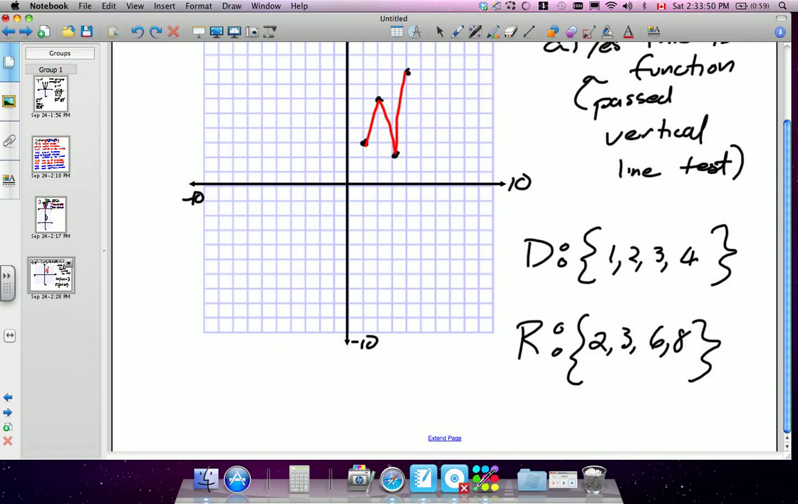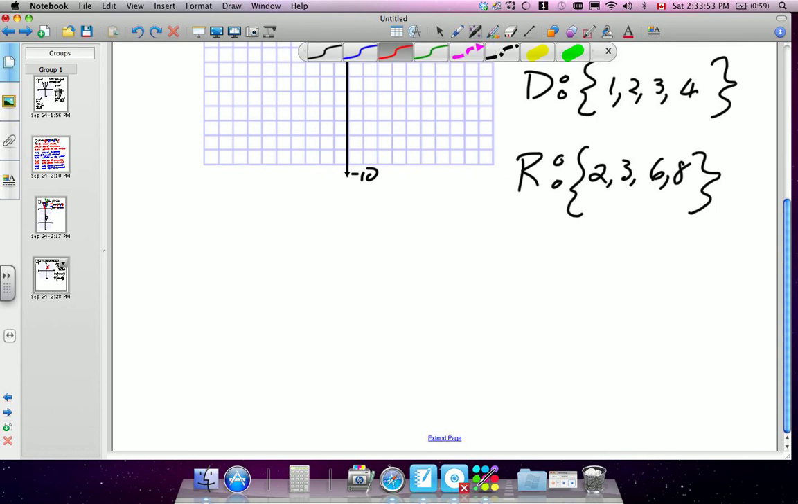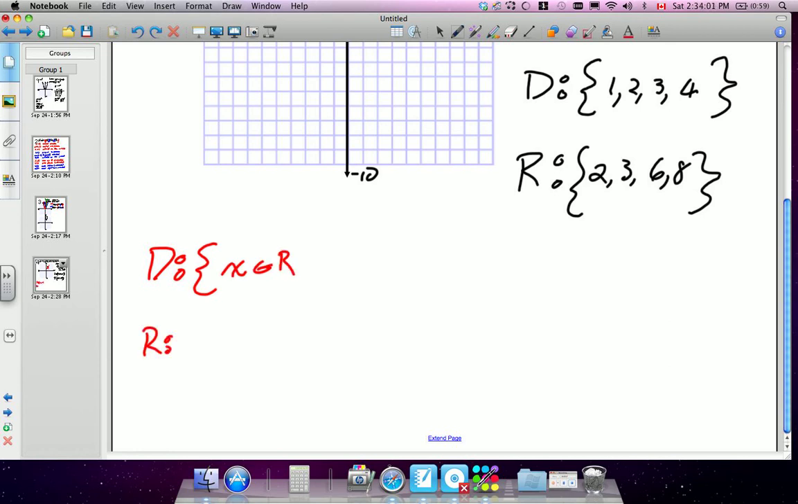We'll do it in red. Our domain is x ∈ ℝ, and our range is y ∈ ℝ. And this stands for the element of all real numbers, is what it means, okay? Element is every real number.